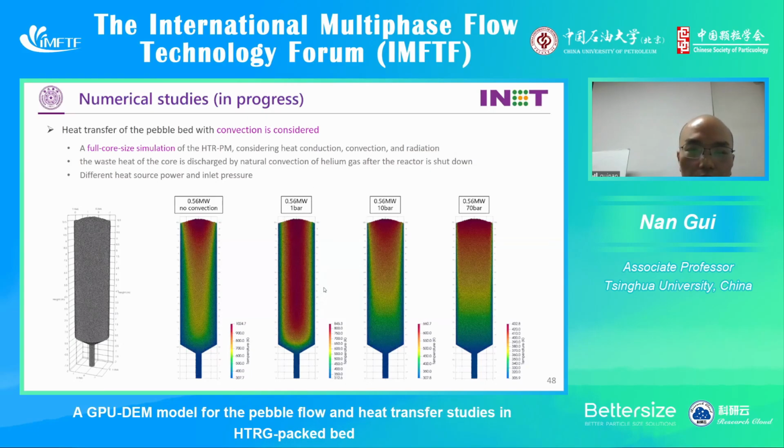We show the steady state temperature distribution inside the pebble beds under different helium gas pressures from 1 bar to 70 bar, and we can find the highest temperature goes down from more than 800 K to about 430 K. So the last part is the conclusion.